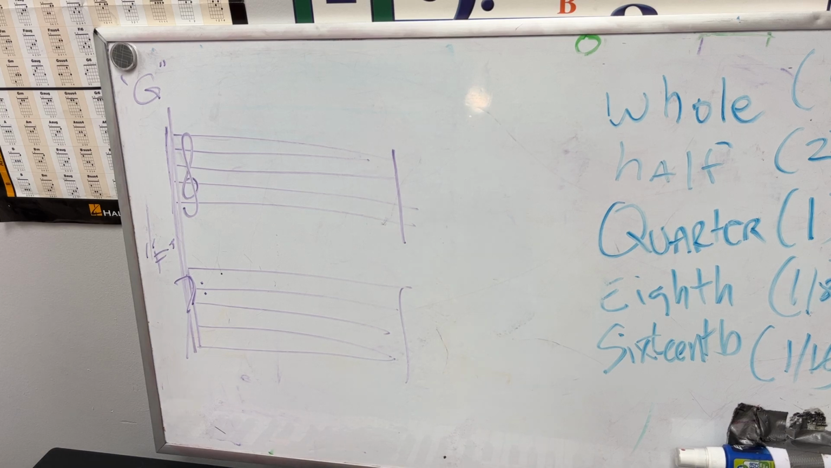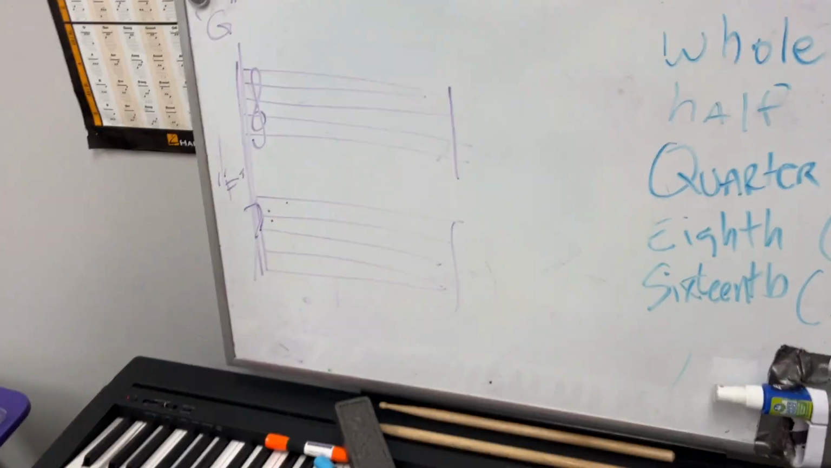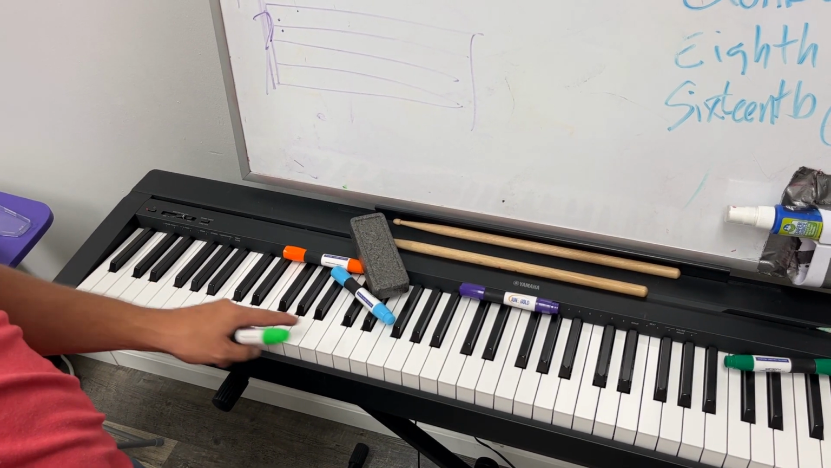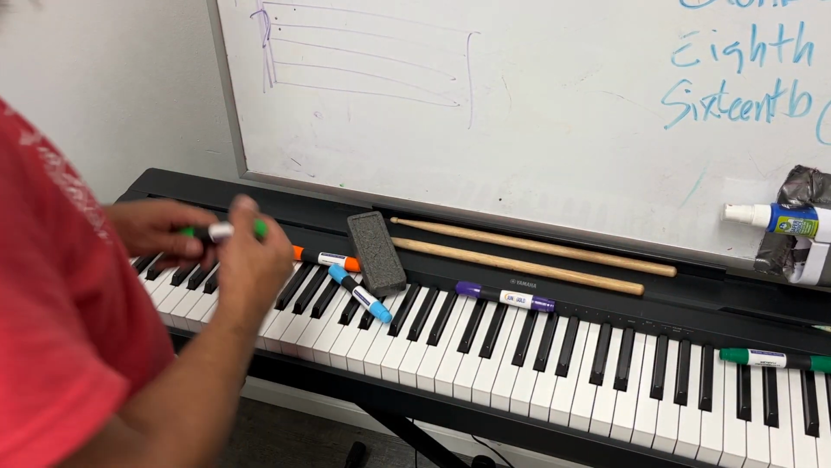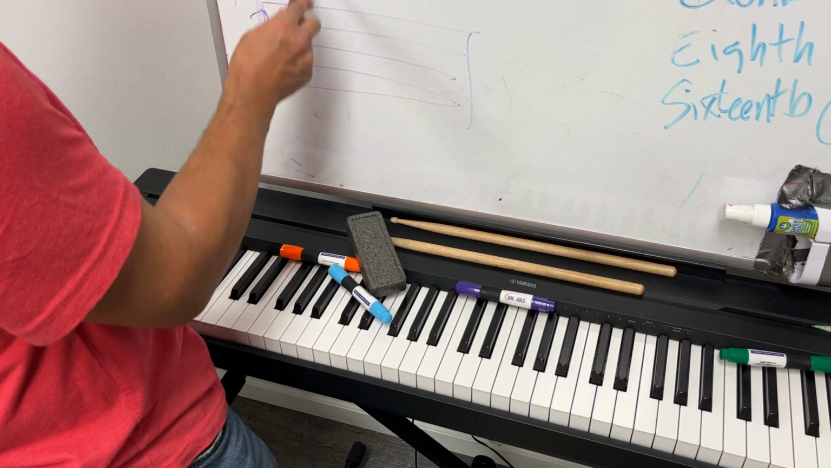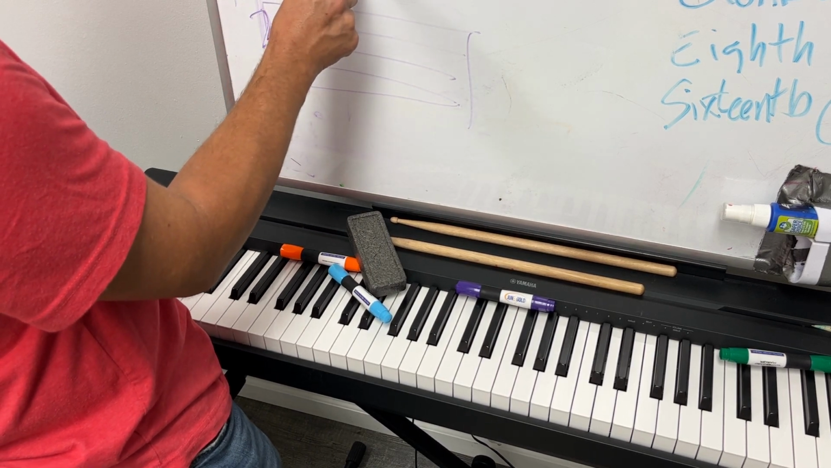Now what we did today was we just talked about where middle C was. We know that we have C1, we have C2, C3, C4, C5, C6, C7, and C8. Lots of C's. But our first C that we should get accustomed with is our middle C.